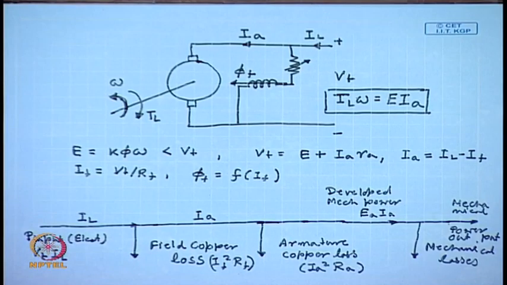So, we see that the same machine connected to the same supply can work either as a motor or as a generator. That depends on what is the value of the back EMF at the given operating speed. If it is larger than the terminal voltage, then the machine will operate as a generator, otherwise it will run as a motor.